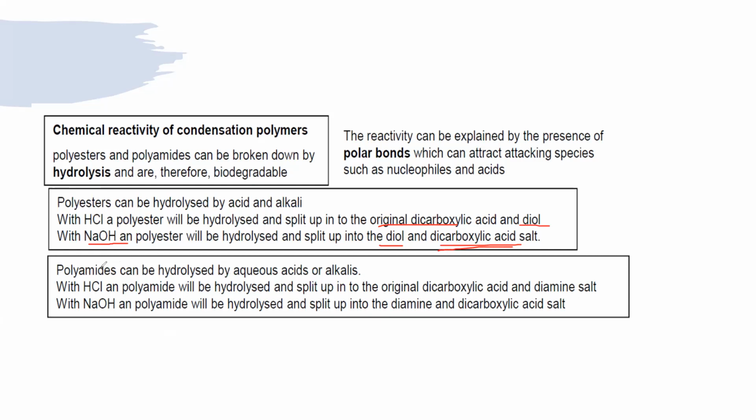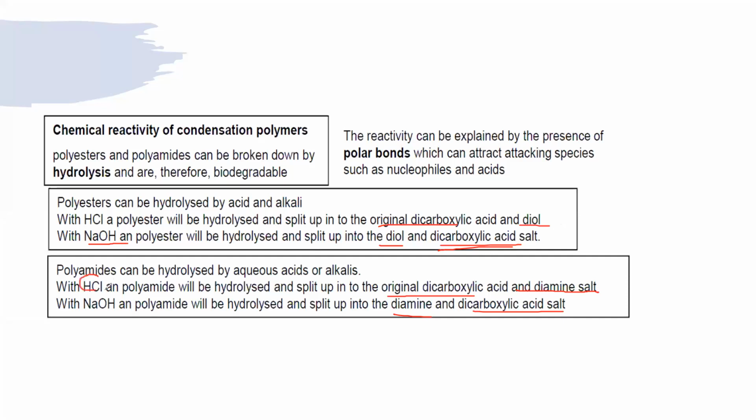Same thing if we have a polyamide and we hydrolyze it. If hydrochloric acid is used to hydrolyze it, it will split into the original dicarboxylic acid and a diamine salt. But if sodium hydroxide is used, it will give a diamine and a dicarboxylic salt. What is the reason?